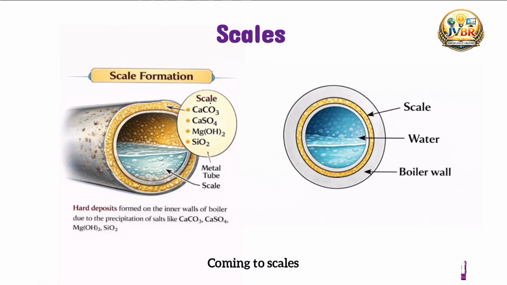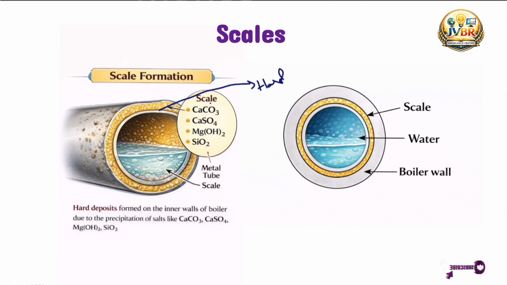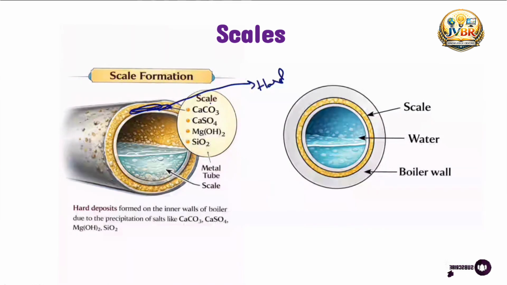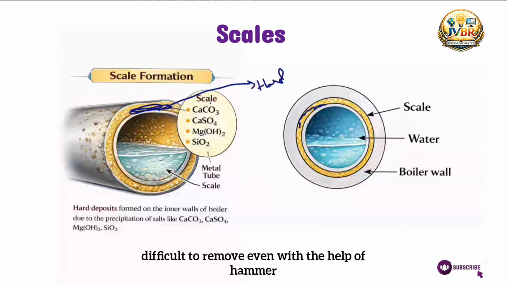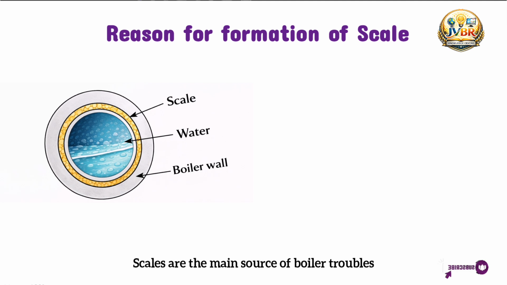Coming to scales. Scales are hard deposits and sticky to the inner surface of the boiler. Let us see here, this is the scale. Here this precipitate is scale. These scales are hard substances, difficult to remove even with the help of a hammer. Scales are the main source of boiler troubles.